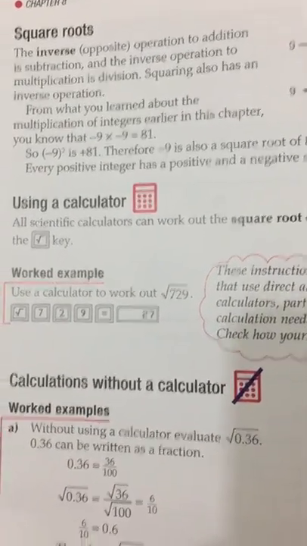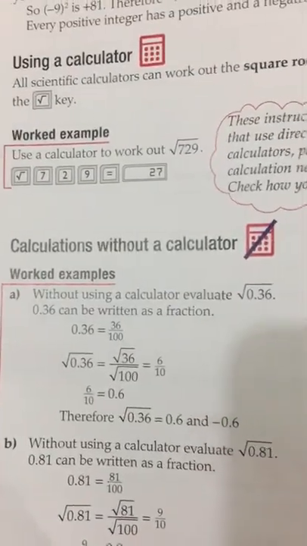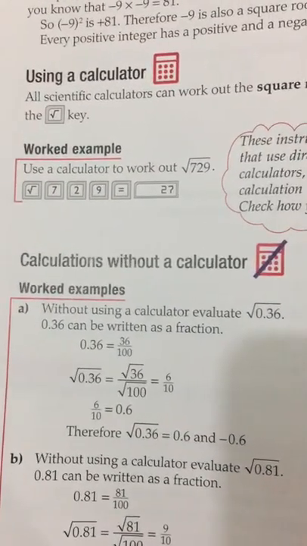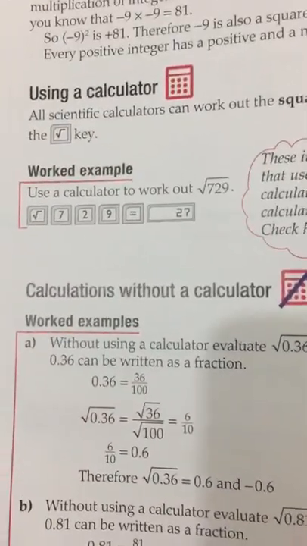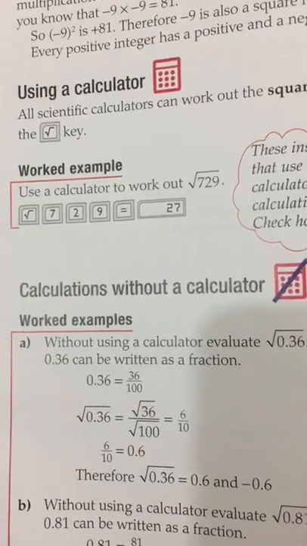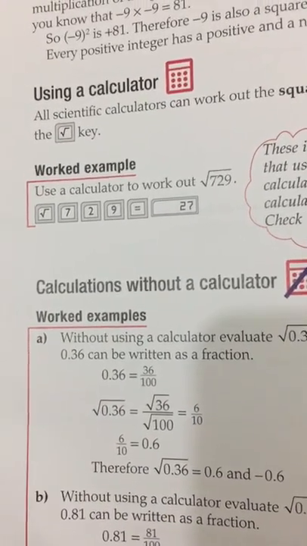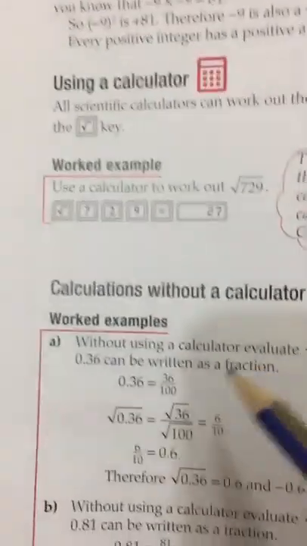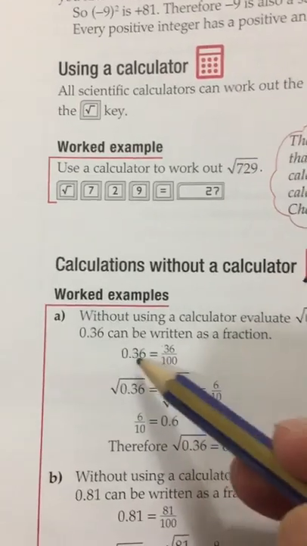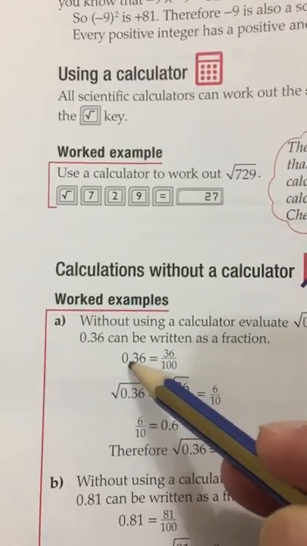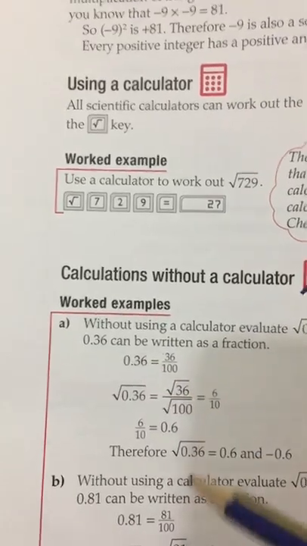How to get the square root? Just have a look at this example. The question is, without using a calculator, evaluate the square root of 0.36. Now, this is a decimal fraction, so first we change it into a common fraction. 0.36 can be written as 36 divided by 100, because under this decimal we can write 1 and then 2 zeros, as there are 2 digits.